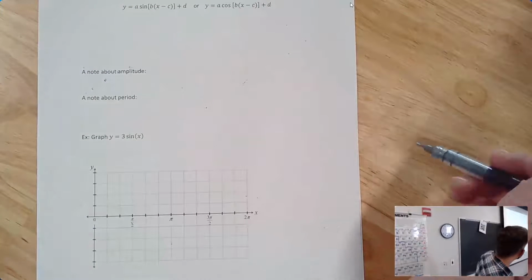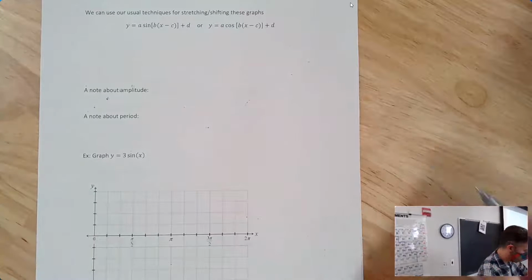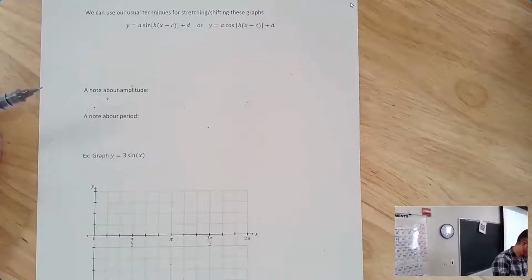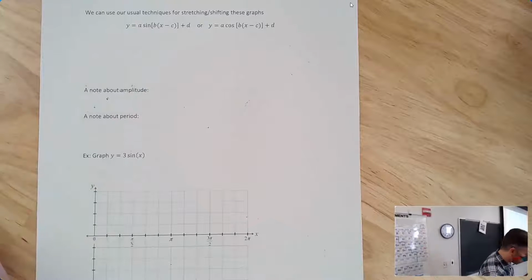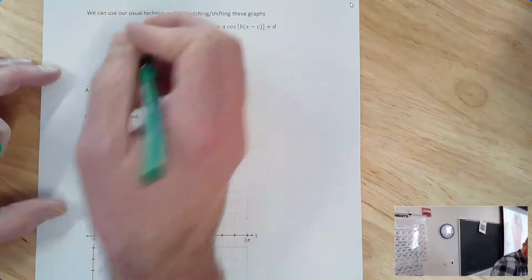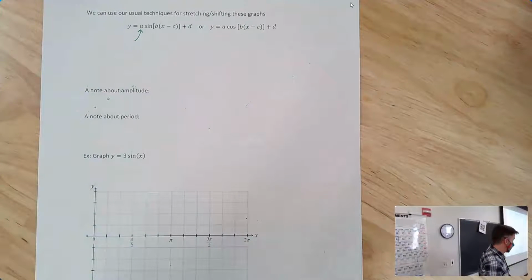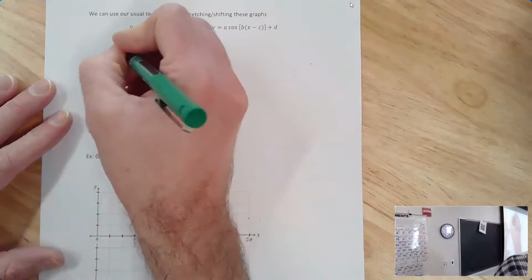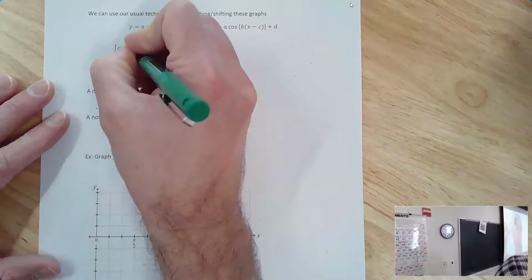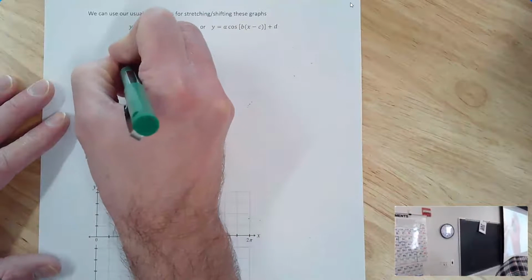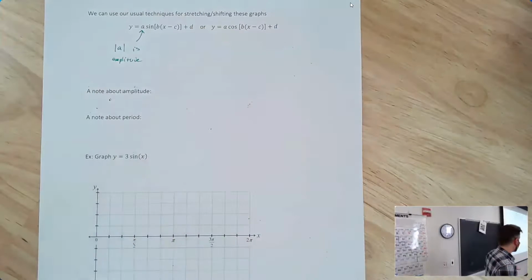So we can use our usual techniques for stretching and shifting these graphs. We're going to have y equals a times sine of b times x minus c, plus d. We've already talked a little bit about what some of these things are. So A, in a previous era, we might have said A was the vertical stretch, right? When you multiply the function on the outside, you stretch it vertically. But the word we're going to use for that here is amplitude. So I would actually say the absolute value of A is the amplitude, because that coefficient could be negative.